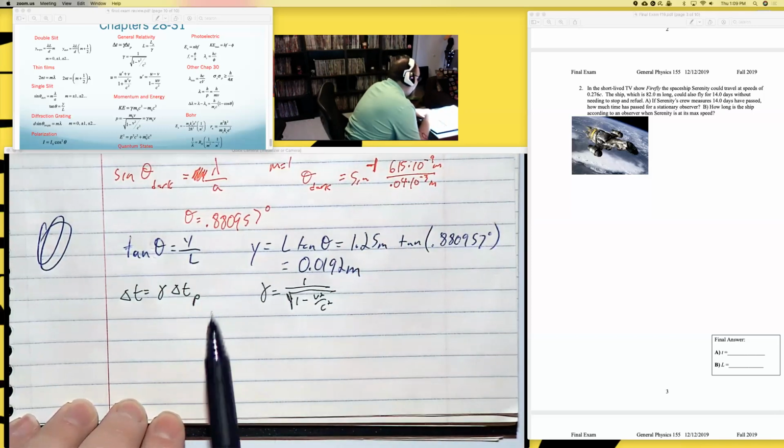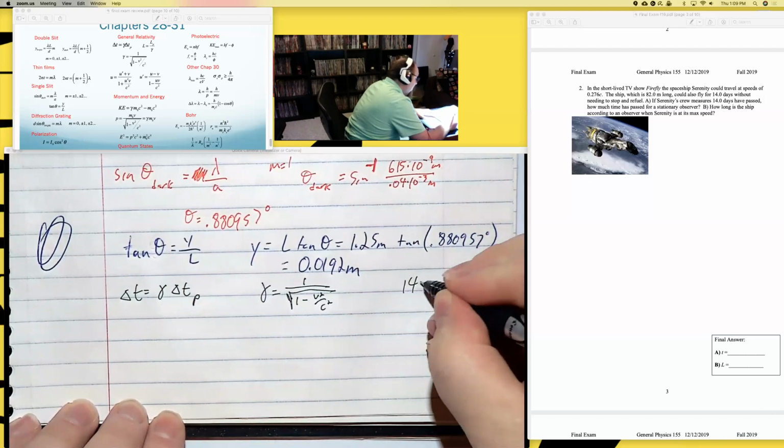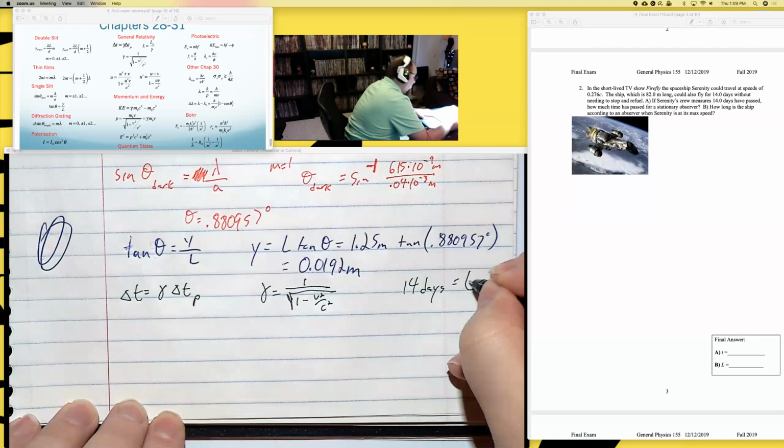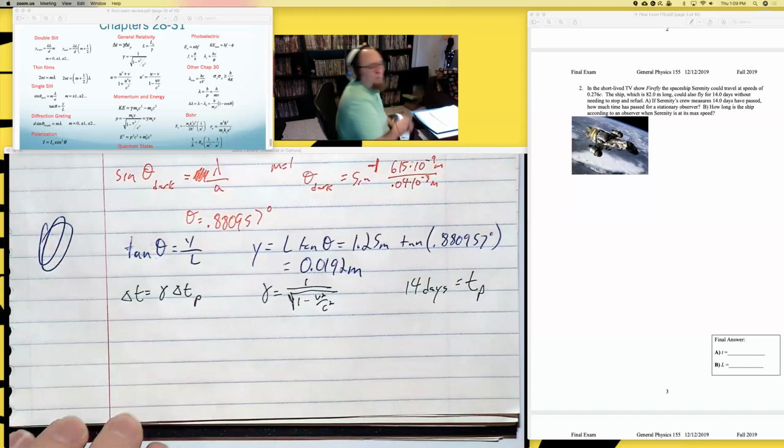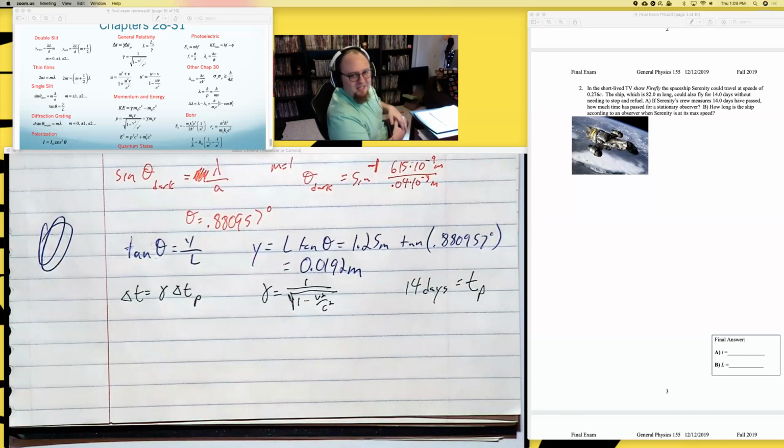Now, proper time is the moving reference frame. If the people on the ship are moving and they say it's 14 days, that means 14 days is proper time. Now, we don't always work in seconds and all the SI stuff for these. Really, just use whatever units I give you and give the answer in those units. So if it's 14 days for them, that's T proper. I want to solve for T.